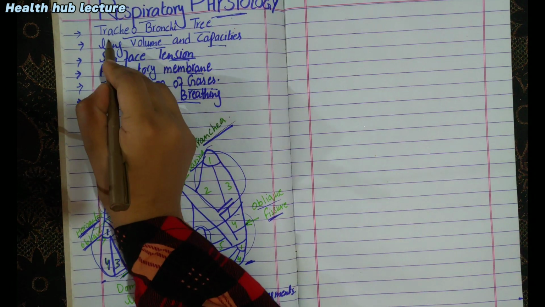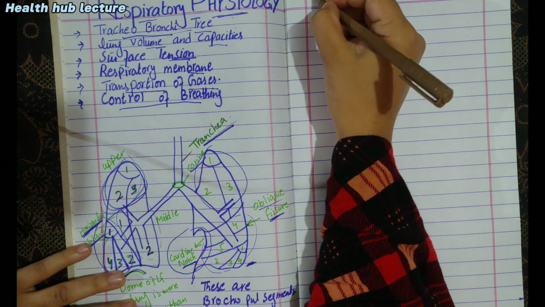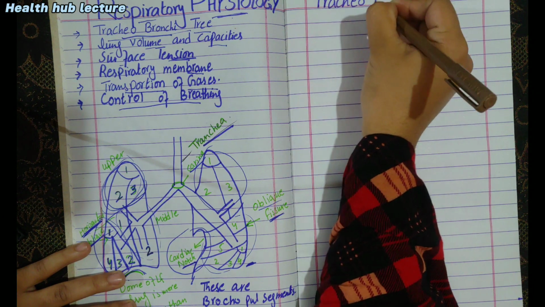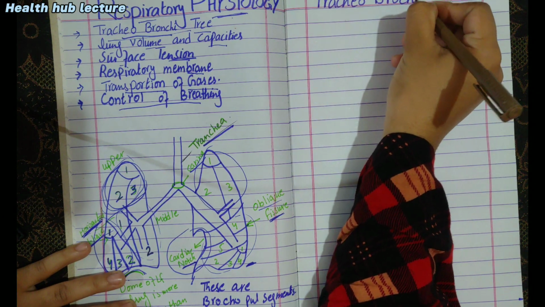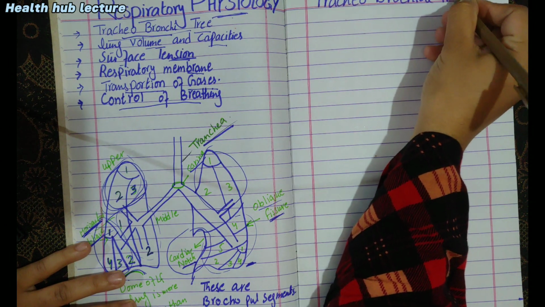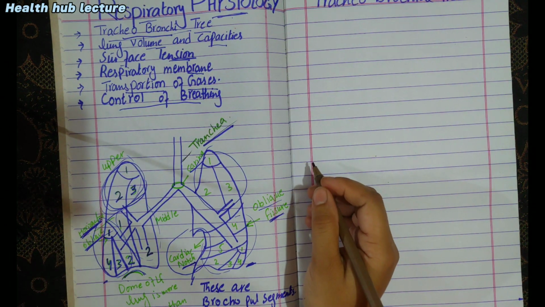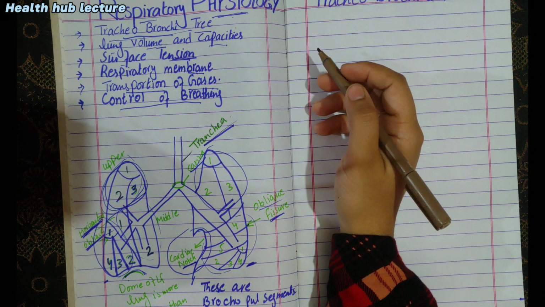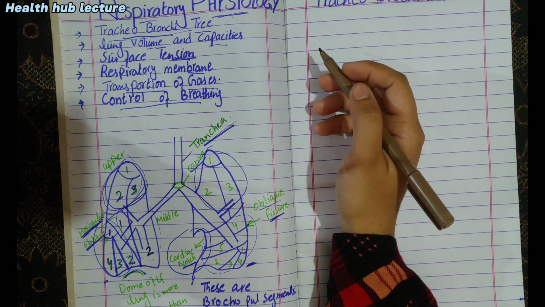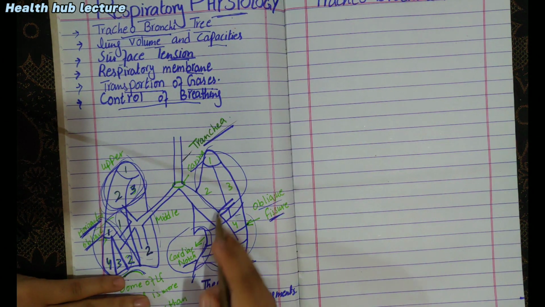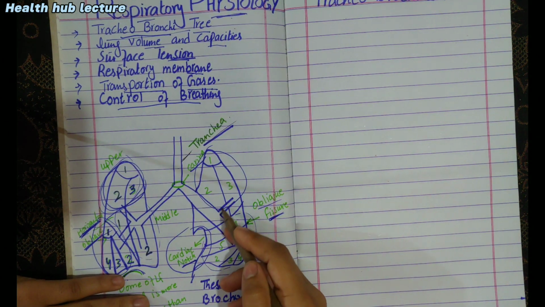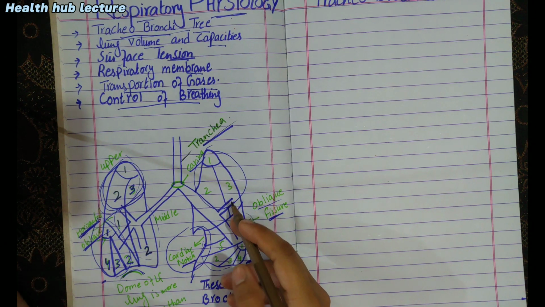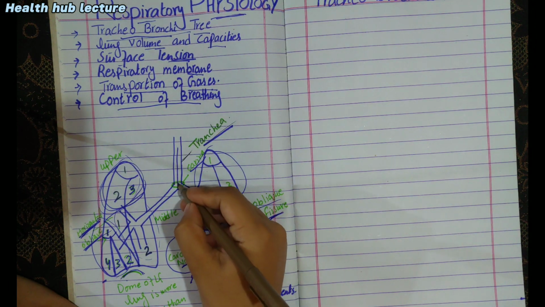Now we discuss the tracheobronchial tree. I hope you understand well. Each tracheobronchial tree has its own air supply. Each lobe has its own tracheobronchial tree. This one is the trachea and it is divided into branches.